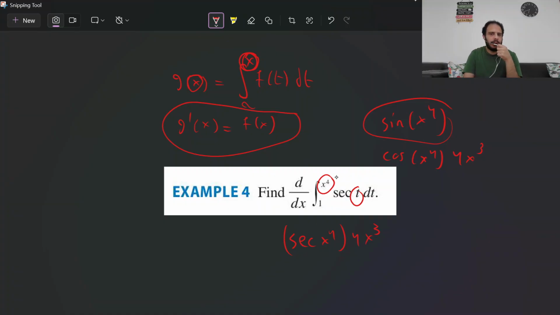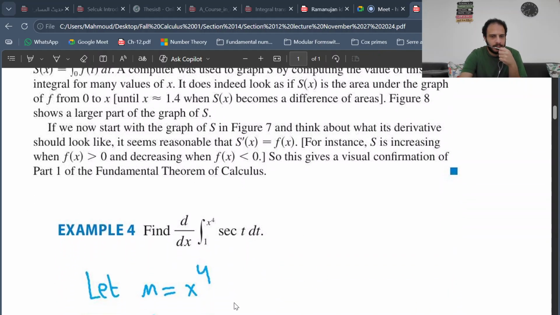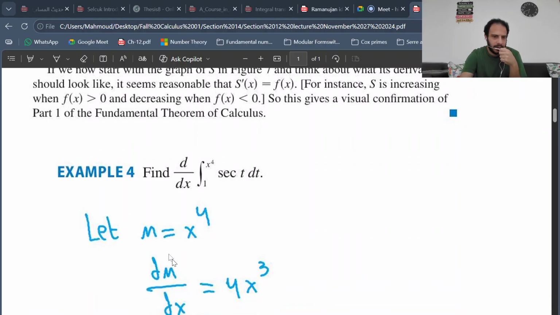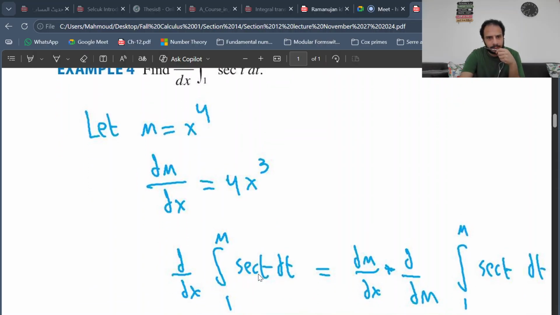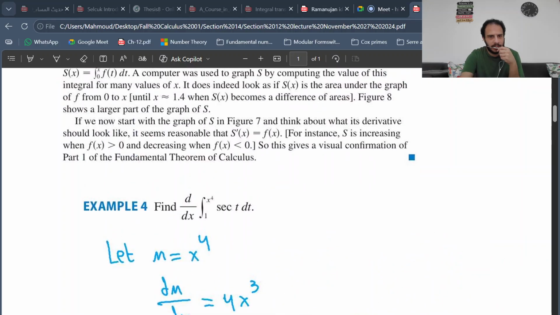But if you want to write a detailed solution, you can do it like this. You do substitution. It's the chain rule in all cases, but if you want more details, you write m equals x to the 4, then you differentiate, you get dm over dx equals 4x cubed. Then here, you change the, I will explain this by writing, it's better because you need to understand this.